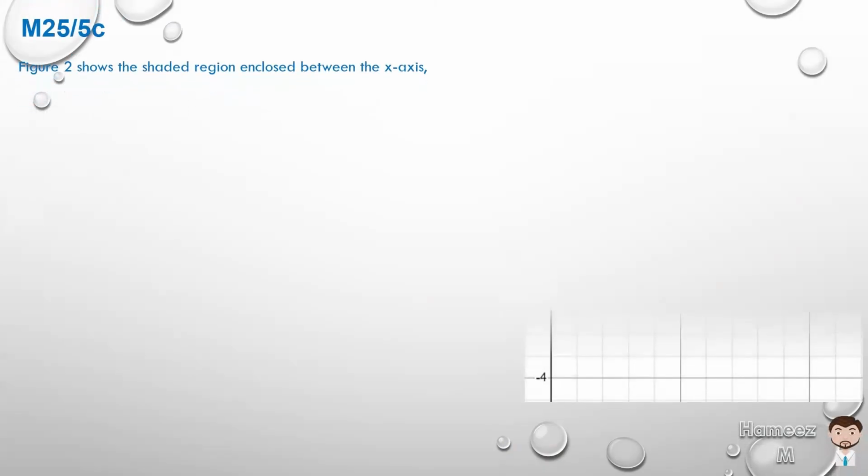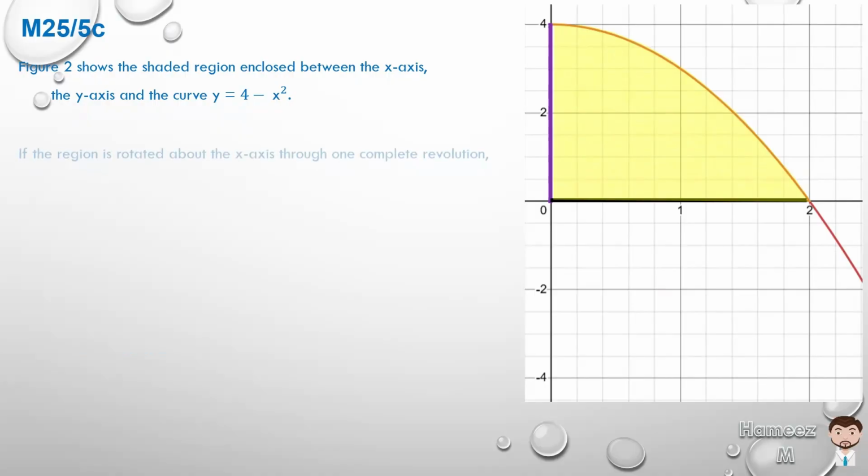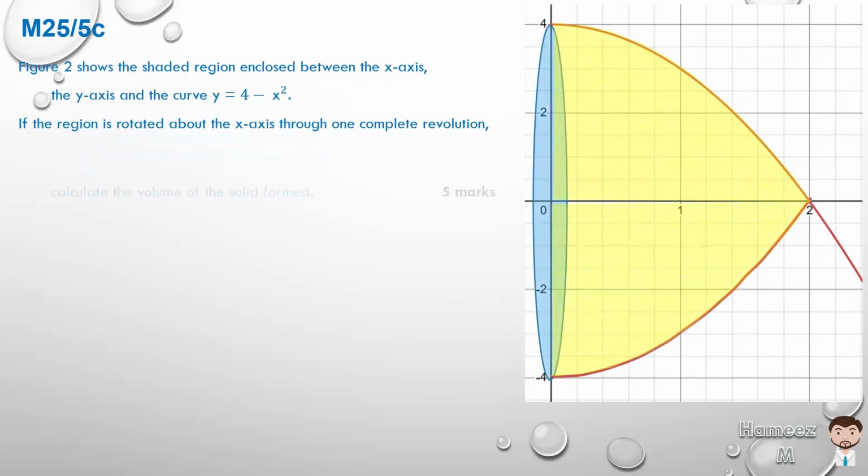So that was 5a and b. Let's go on to C now. Figure 2 shows the shaded region enclosed between the x-axis, which we have in black, the y-axis, which we have in purple, and the curve 4 minus x squared, which we've shown that shaded region in yellow. And of course, the curve is in red. So we have the enclosed area. If the region is rotated about the x-axis, let's rotate it through one complete revolution. Calculate the volume of the solid formed.